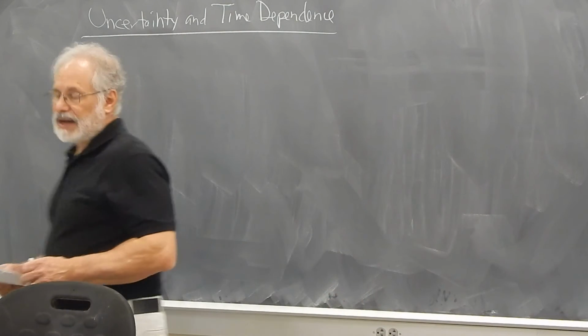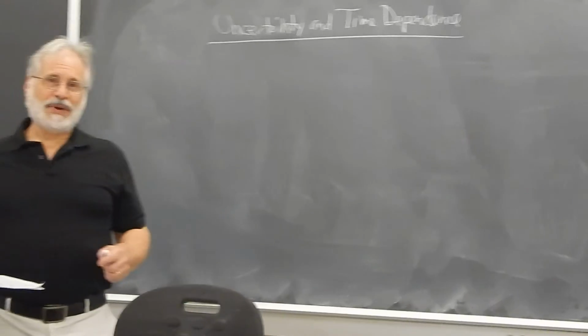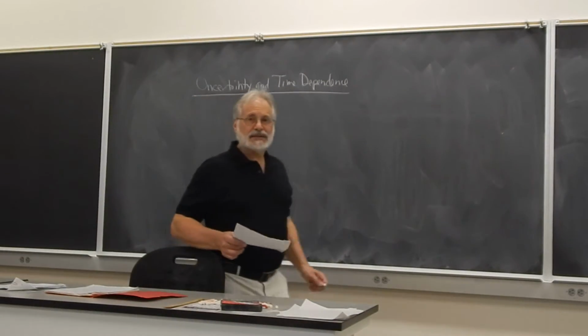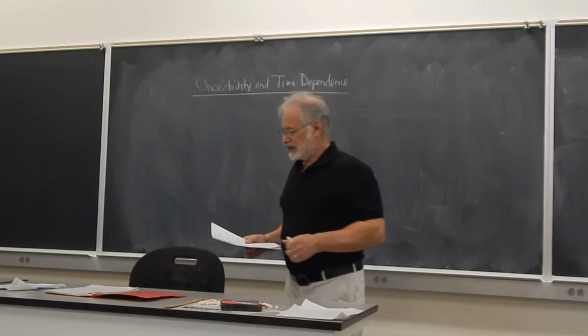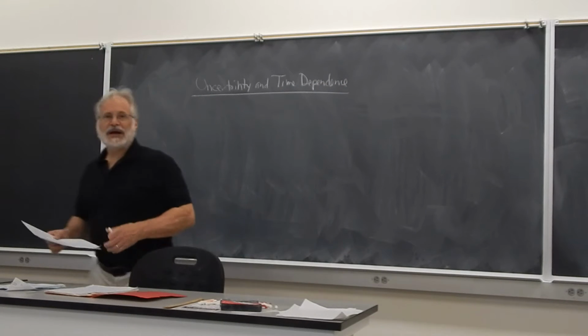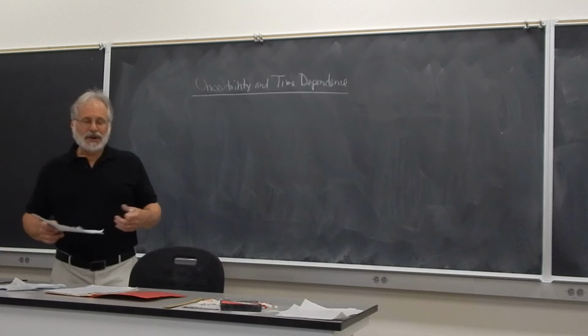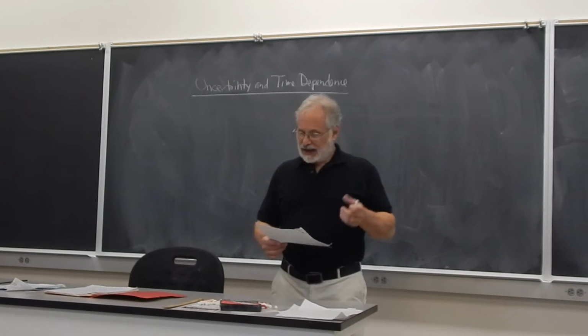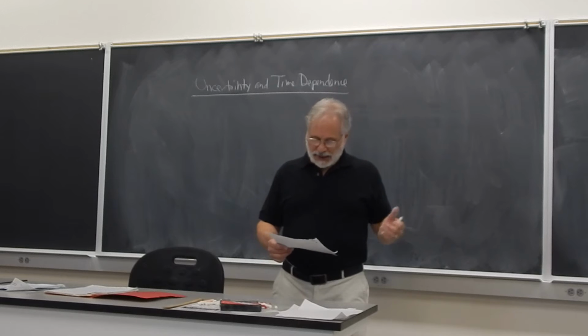Today I'd like to look at uncertainty and time dependence. We talked about time dependence last time in solving the Schrödinger equation. I want to bring uncertainty into this, but I'm going to motivate this by examining systems that have more than one variable or more than one dimension.